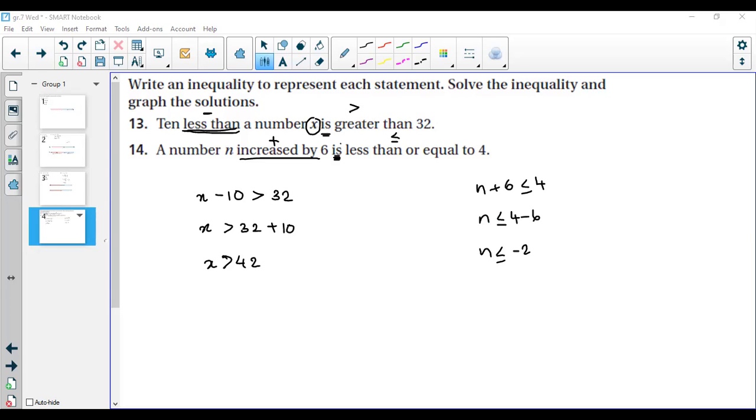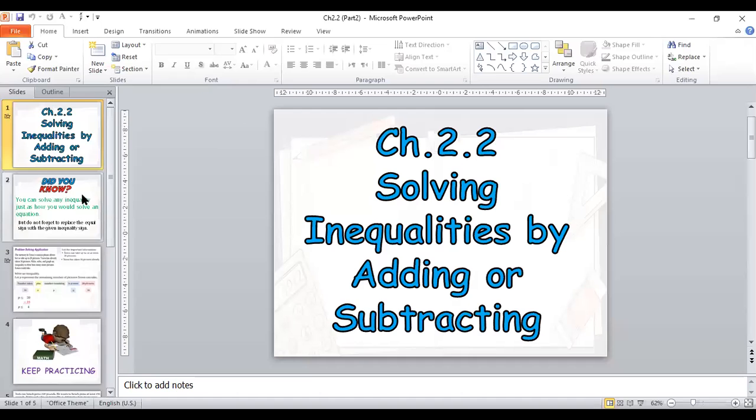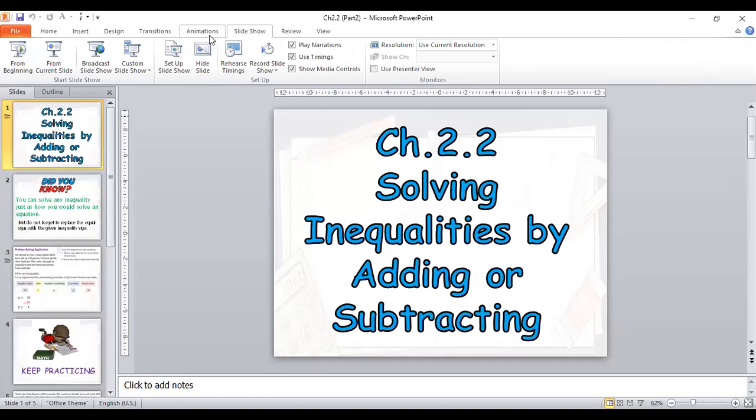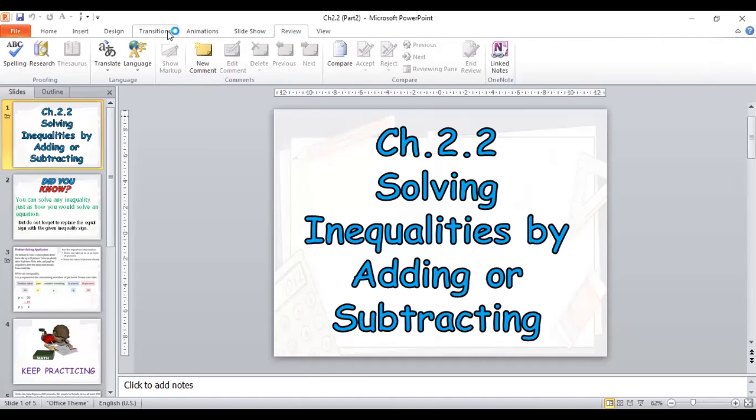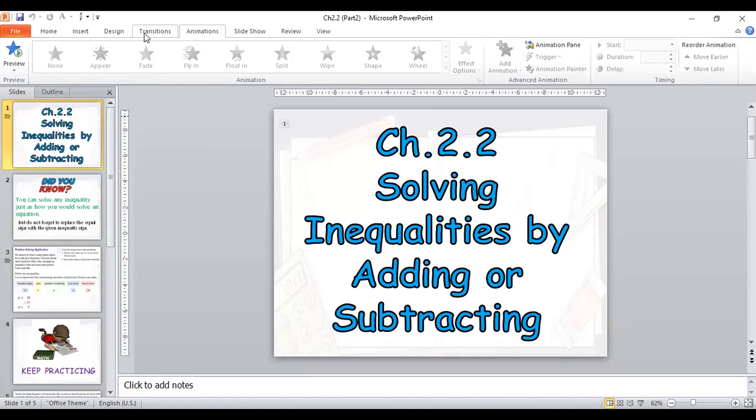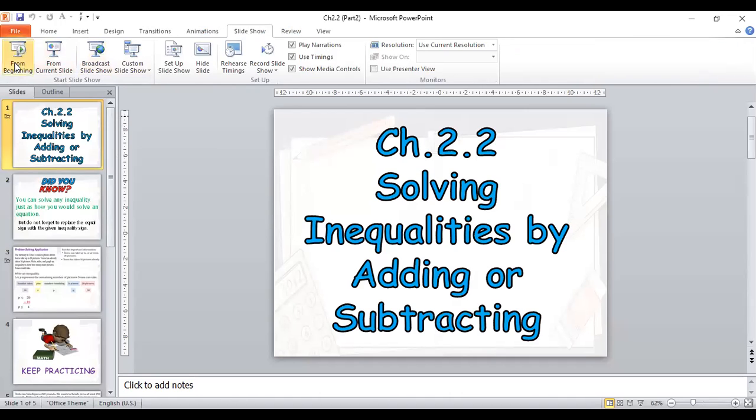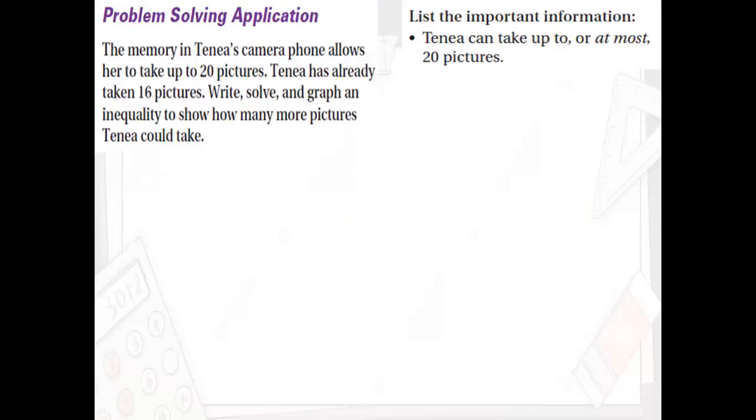Right, now that you have understood how to graph and how to write the inequalities, let's look at some problem solving questions. Now for problem solving, they're going to be easy, but you need to read the questions a bit. That's all. Okay, so this is the same part of the lesson.